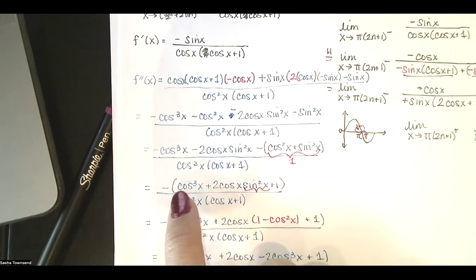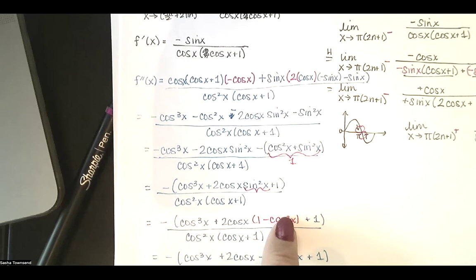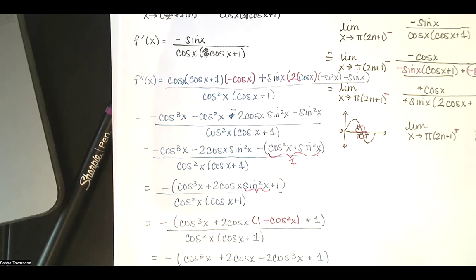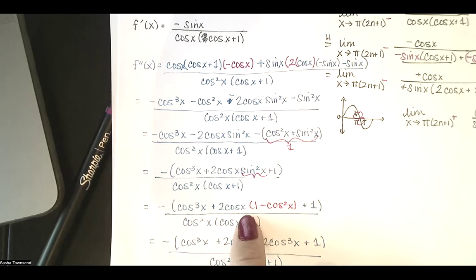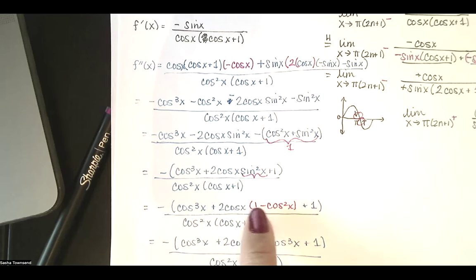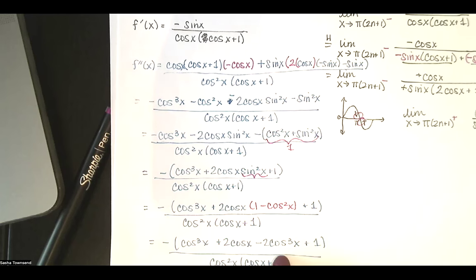And I said I'd really like to write everything in terms of cosine. So I replaced my sine squared with 1 minus cosine squared, because sine squared plus cosine squared is 1. 1 minus cosine squared is the same as sine squared, so I can substitute that in. Then we distributed the 2 cosine of x here and here. I get 2 cosine of x times 1 is just itself. Then 2 cosine of x times negative cosine squared x is negative 2 cosine cubed x.